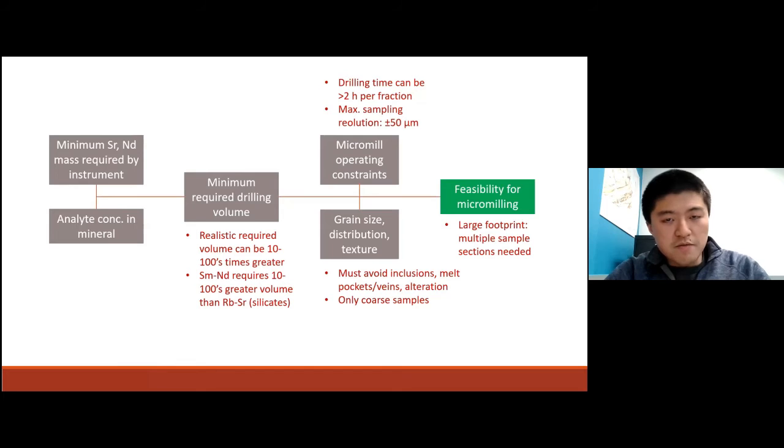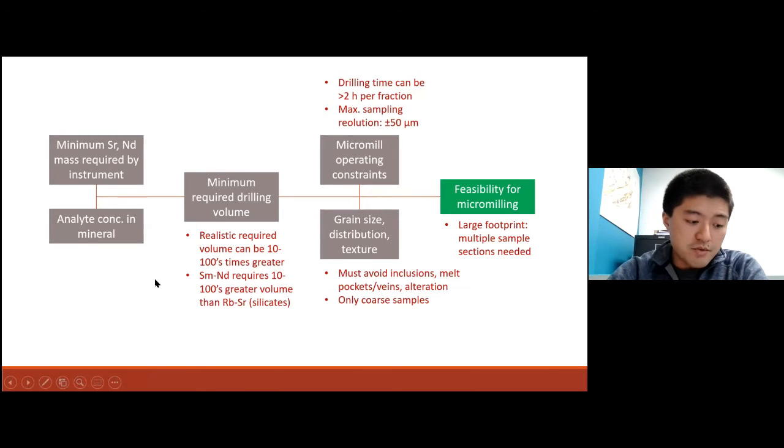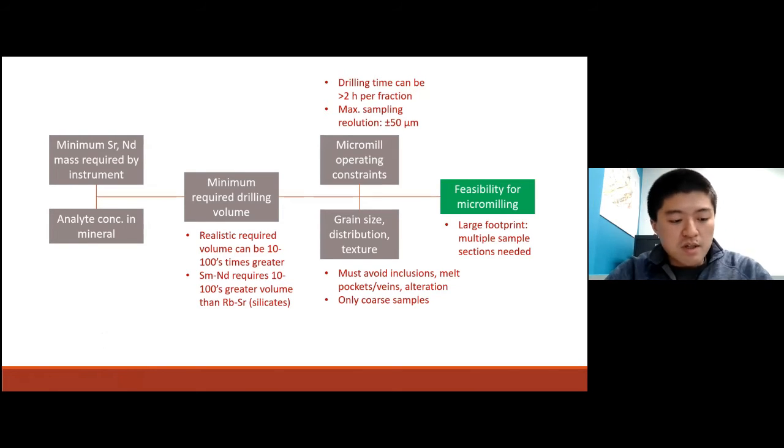So now let's come back to the feasibility assessment chart. We identify the following challenges with micromilling shergottites. The minimum required volume can take longer than 2 hours to extract, and depending on the concentration of analytes in the target mineral, the realistic required volume could be many times larger. With respect to silicates, doing samarium neodymium analysis will require tens to hundreds of times more sample volume than for rubidium strontium, and that makes micromilling impractical.